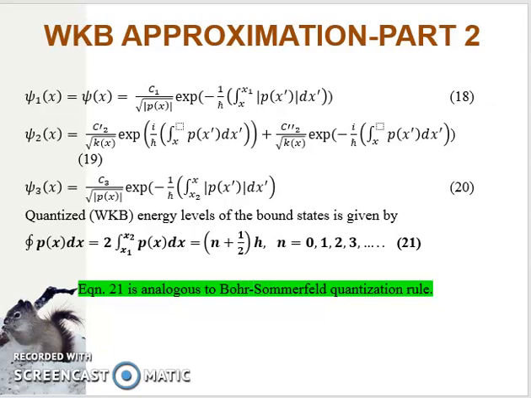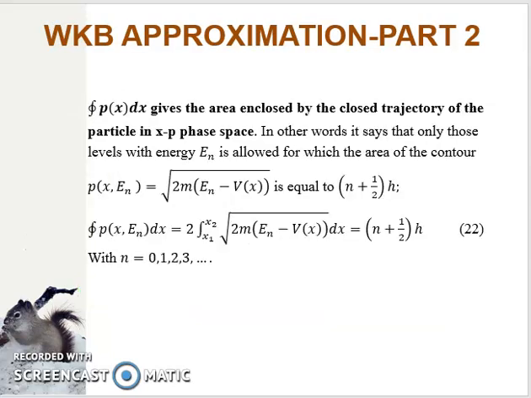इस इक्वेशन को ध्यान से देखिए तो आप पाइएगा कि ये इक्वेशन बोर-सोमरफेल्ड क्वांटाइजेशन रूल को मैच करता है. ये जो क्लोज इंटीग्रल px dx है, ये पोजीशन और मोमेंटम फेज स्पेस में क्लोज्ड ट्रैजेक्टरी का जो एरिया इनक्लोज्ड होगा उसको इंडिकेट करता है. So in other words we can say that only those levels with energy En are allowed for which area of the contour p, a function of x and En given by root over 2m(En minus Vx), must be equal to (n plus half) h, where n is equal to 0, 1, 2, 3.